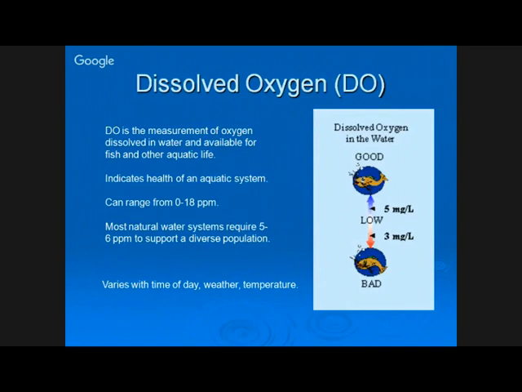Dissolved oxygen is the measurement of oxygen dissolved in water and available for fish and other aquatic life. It indicates the health of an aquatic system and can range from 0 to 18 ppm. Most natural water systems require 5 to 6 ppm to support a diverse population. As you see in this picture, good is above 5, and if it goes below 3 milligram, it is bad for the aquatic life.